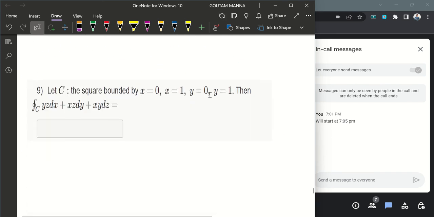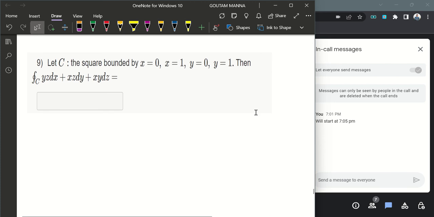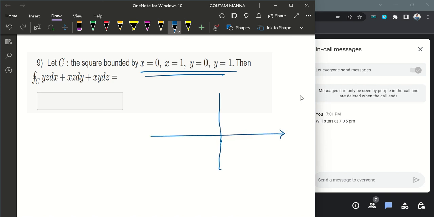So let's do another one. Okay, so this is a Green's theorem problem. We are in this square region. Basically we are in a 2D plane, x and y, and we are inside the square bounded by x equals 0, this is the y axis, and x equals 1, and y equals 0, that means the x axis, and y equals 1.